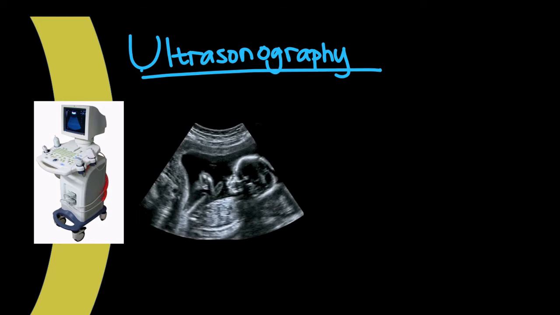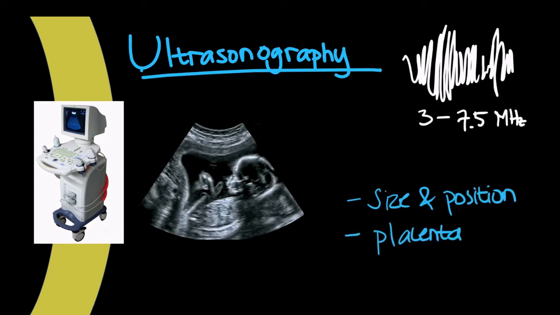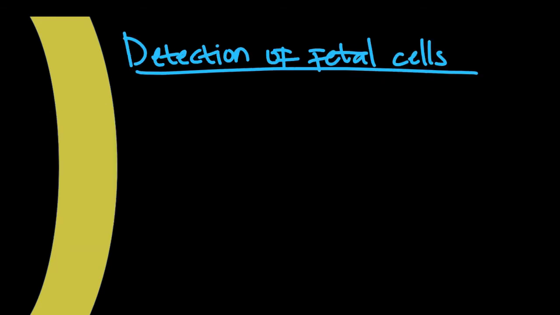The machine uses high-frequency sound waves to produce visible images from the echoes which bounce off the baby's tissues and organs. This procedure is commonly used to determine the fetus's physical characteristics, such as its size and position, the size and position of the placenta, the amount of amniotic fluid, and the appearance of its fetal anatomy.